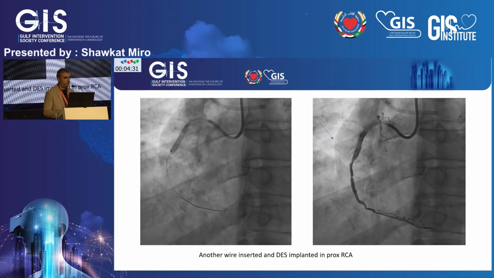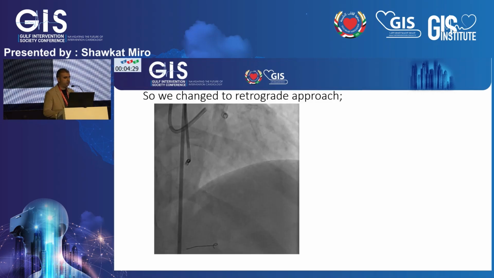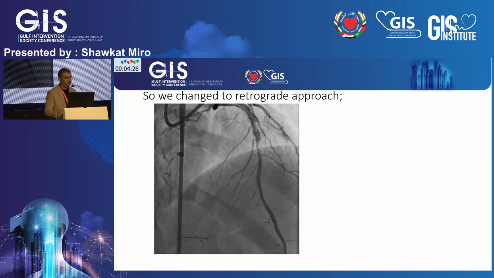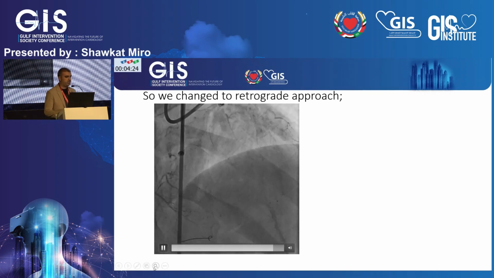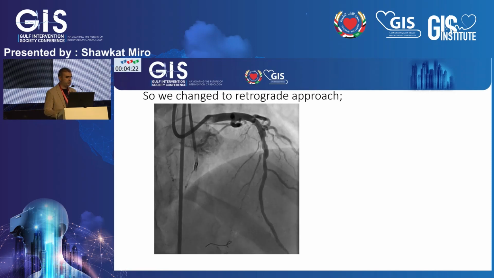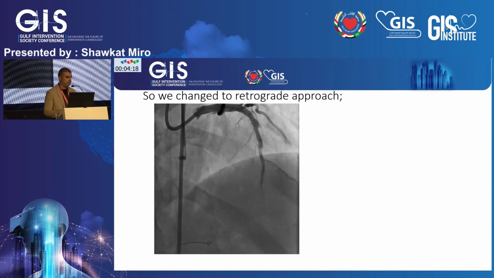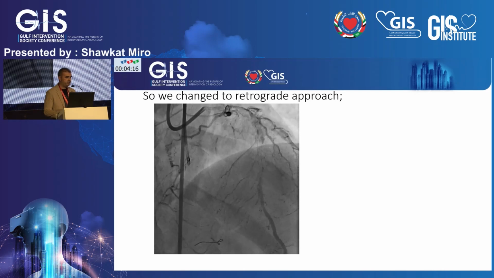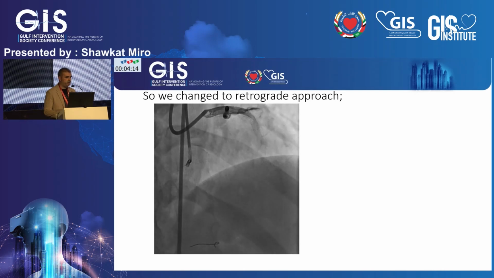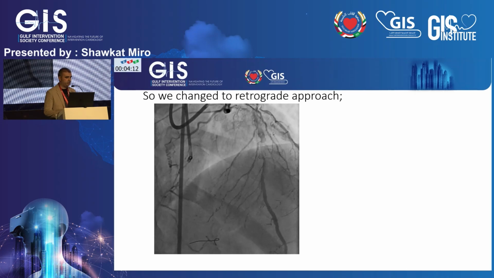And now we started to change to the retrograde approach. This is the left shot. There are some promising septals, septal 2 and septal 3. The second septal arises at the site of the stent, but the third septal is very good, although the ostium is somewhat tricky.